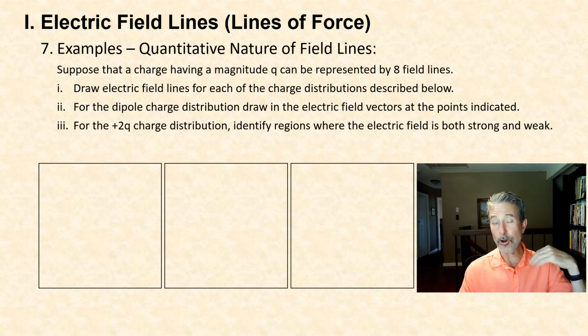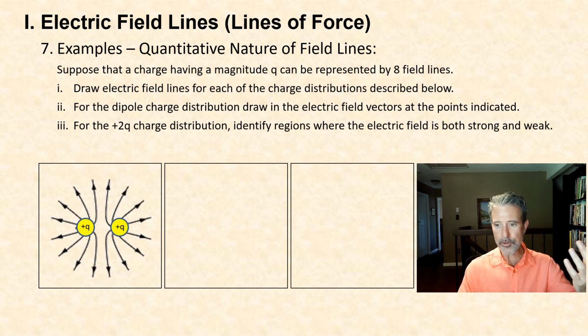In the previous slide, all of the examples we considered consisted of single charges. In this slide, we'll look at examples consisting of 2 charges separated by a small distance, starting with a case of 2 like positive charges. So drawing the electric field lines surrounding these charges, remember that a charge having a magnitude Q is represented by 8 field lines. Both of these are positive, so we need to have 8 field lines leaving both of these charges. The spherical symmetry of each of these charges suggests that there will be this radial dependence to the field lines.